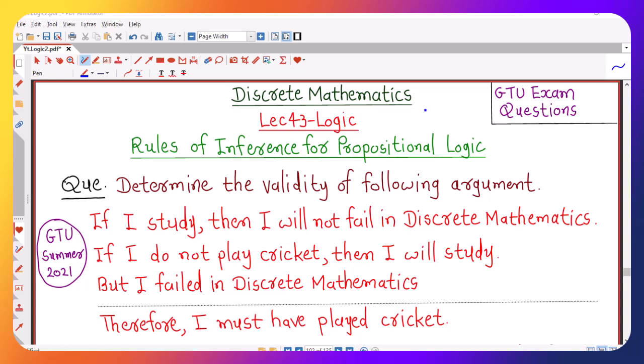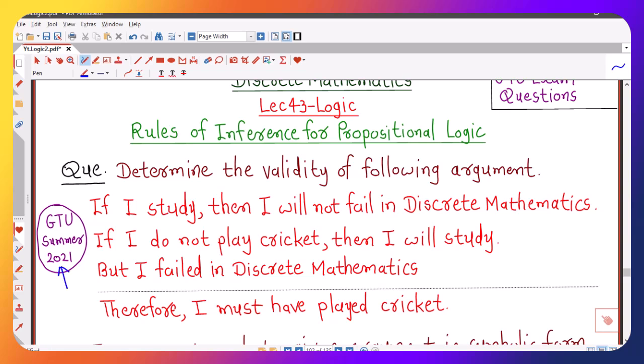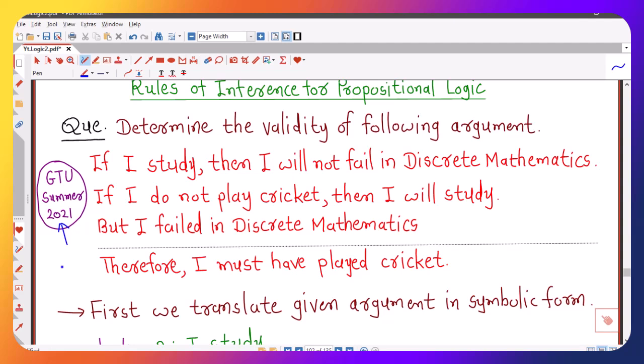In this lecture we are going to discuss one question on determining the validity of argument. This question was asked in GTU Summer 2021 examination. First we understand what is the given argument and then we will try to determine its validity.